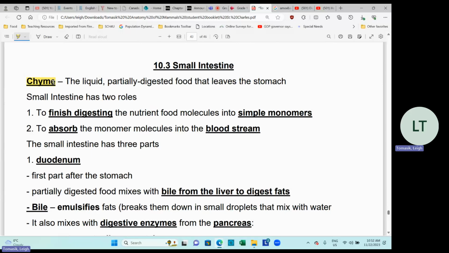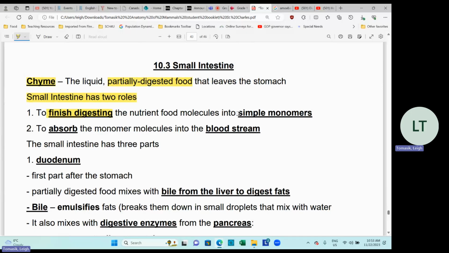Chyme is basically vomit. It's partially digested food that is the end of what comes out of the stomach and what goes into the small intestine. When it goes into the small intestine, the small intestine has two roles. First, it's going to finish digestion, right? So the mouth does a little bit, the stomach does a little bit, and then everything finishes in the small intestine.